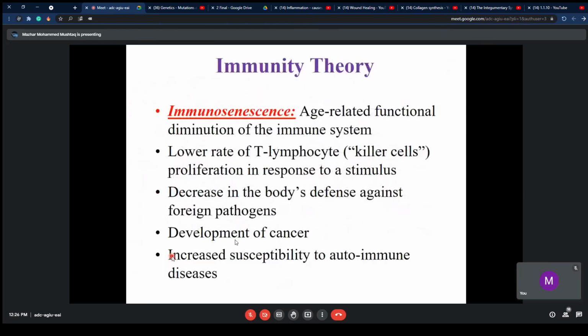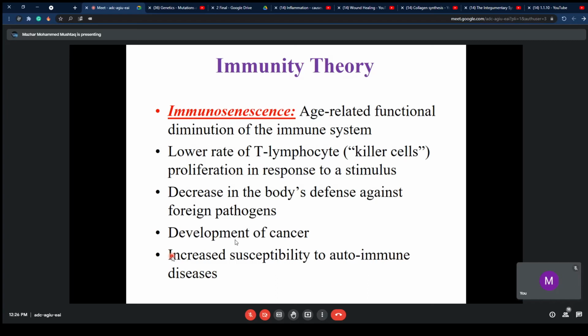So, it does not mean that all these theories should be present in somebody's body to have aging. It can be the presence of one or two, three or four, or a couple of them only. It is not necessary that all of these things are damaged to have the aging process.